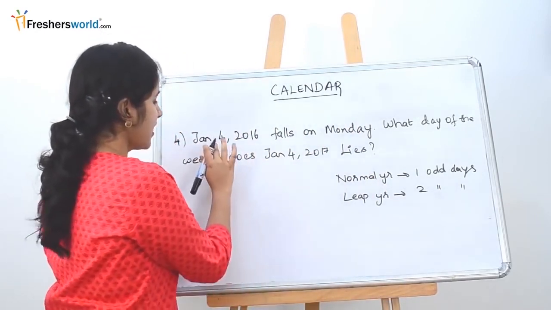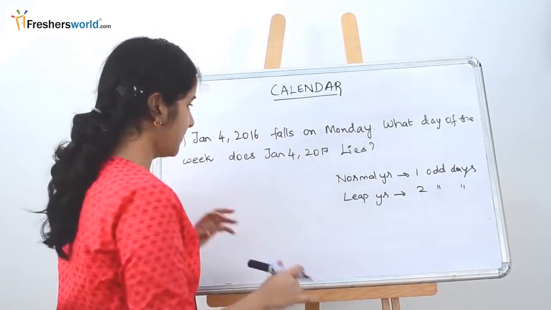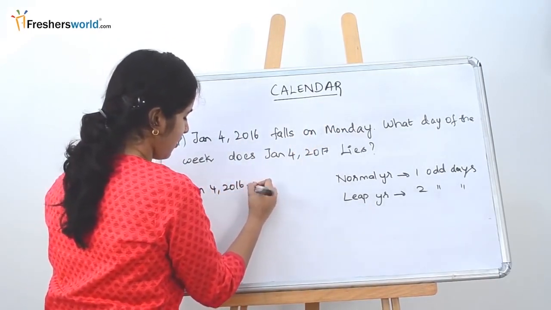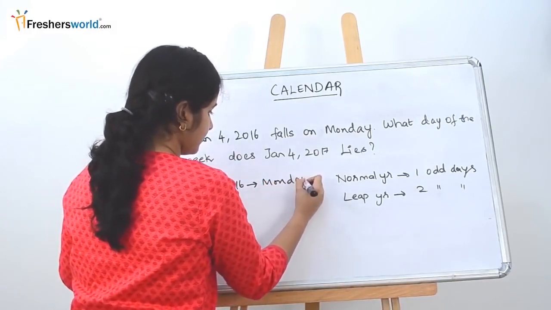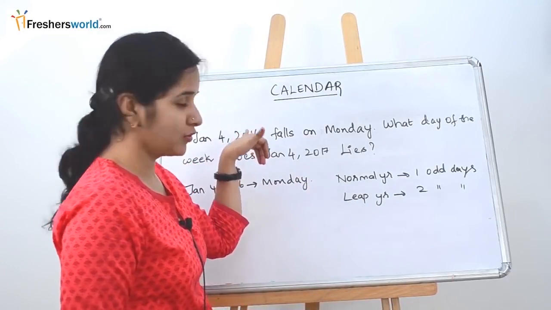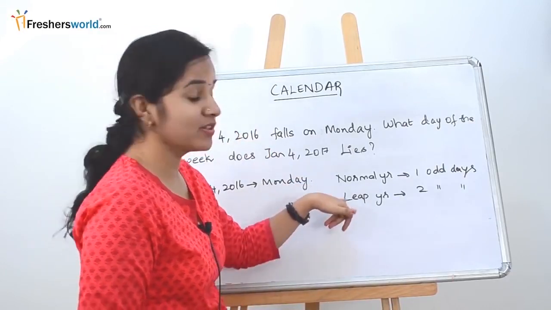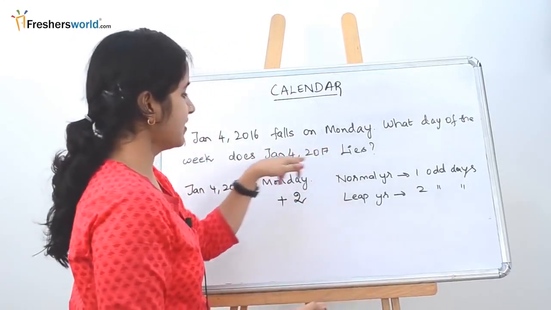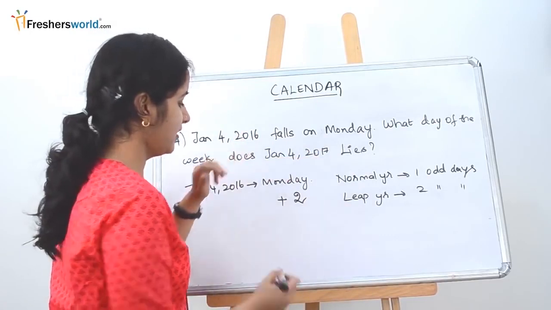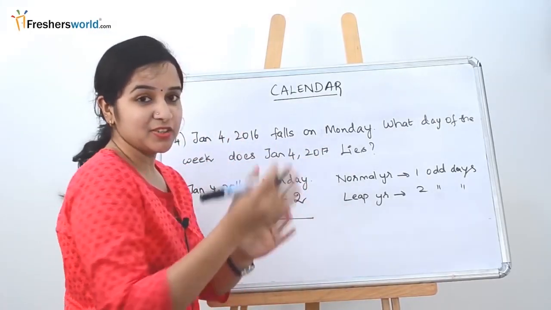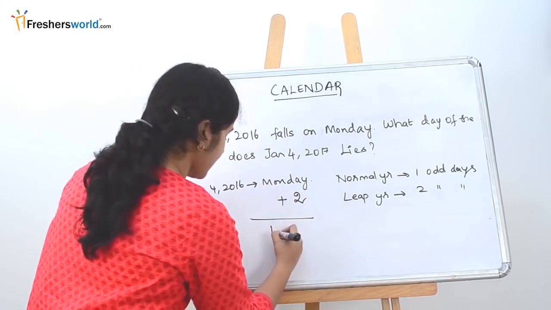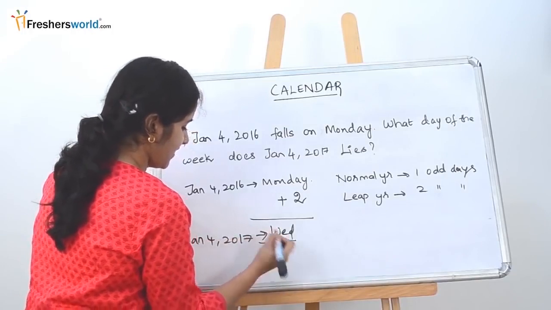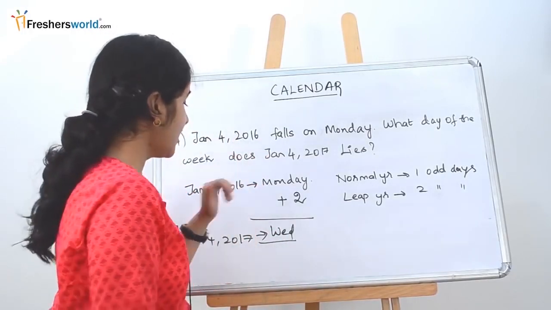So what they've given, Jan 4 2016, we know 2016 is a leap year. So it falls on a Monday. So Jan 4 2016 falls on a Monday. So Feb 2016 will have an extra 2 days because it's a leap year. So it will be plus 2 here. So obviously Jan 4 2017, the following year, will definitely fall on Monday plus 2, which is nothing but Tuesday, then Wednesday. So Jan 4 2017 will fall on a Wednesday. This is because we took a leap year.